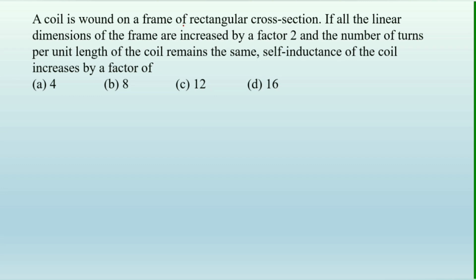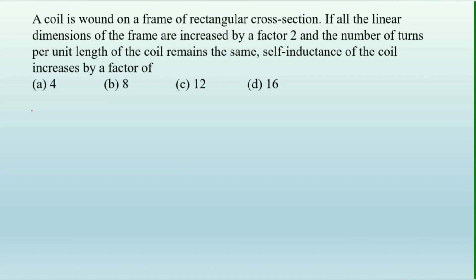A coil is wound on a frame of rectangular cross section. If all the linear dimensions of the frame are increased by a factor 2 and the number of turns per unit length of the coil remains the same, self-inductance of the coil increases by a factor of. Here, all the linear dimensions of the frame are increased by 2. That means length and breadth are increased by a factor 2. So then what is the self-inductance of the coil?